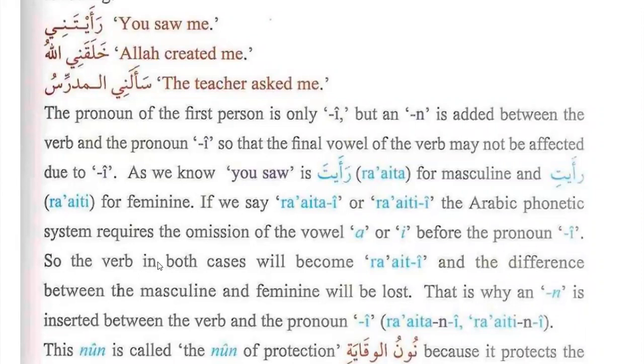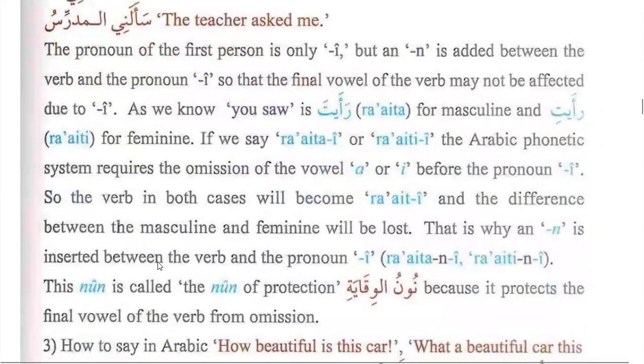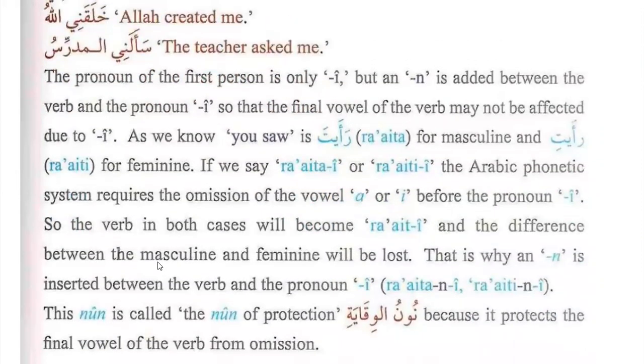That is why a noon is inserted between the verb and the pronoun ya. Ra'aitani, ra'aitini. This noon is called the noon of protection, noonul wiqayati, because it protects the final vowel of the verb from omission.